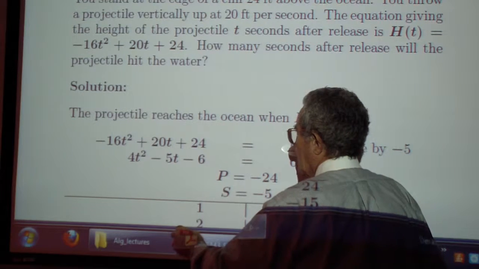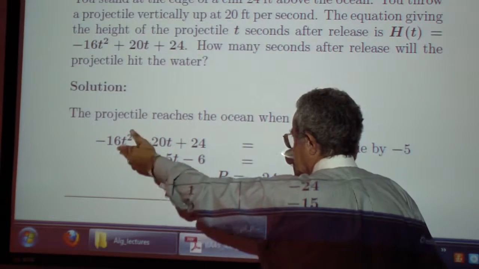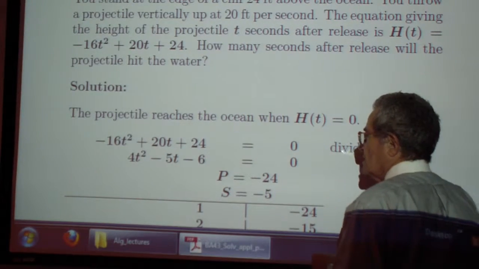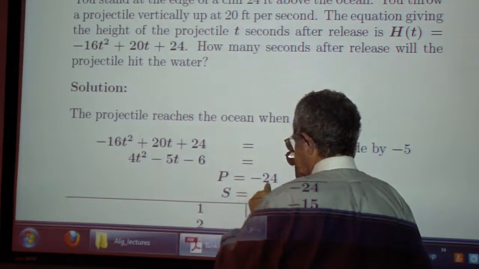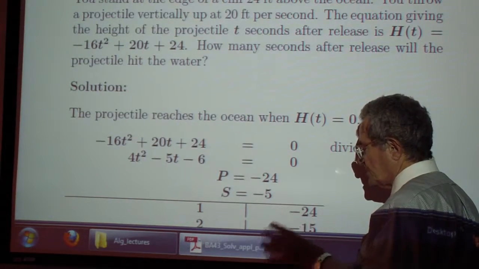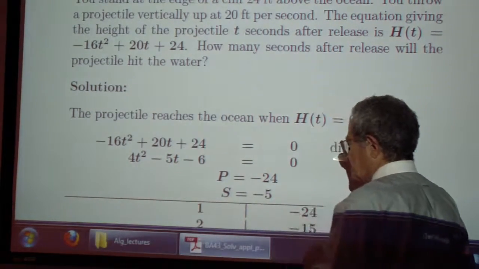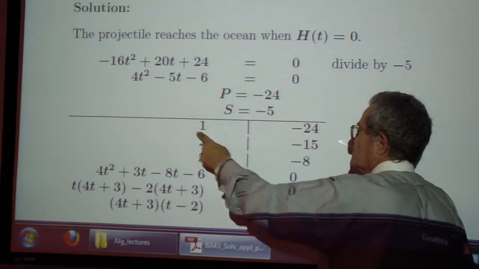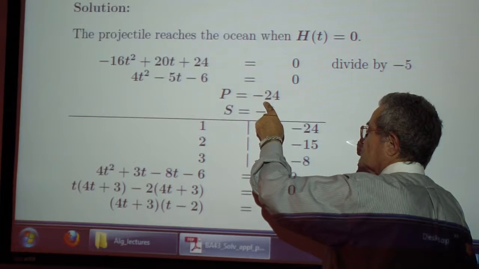You factor out a negative 4. You can divide by negative 4. You want to factor that trinomial. The product is 4 times negative 6, negative 24. The sum is negative 5. The sum is negative, so the larger number is negative. The other number must be positive for the product to be negative.